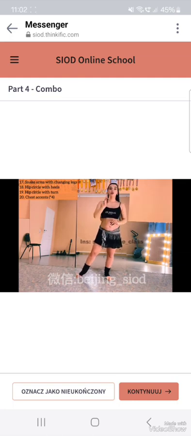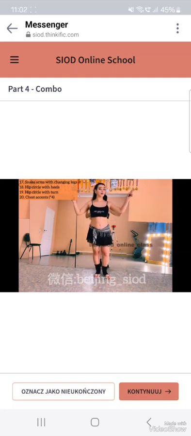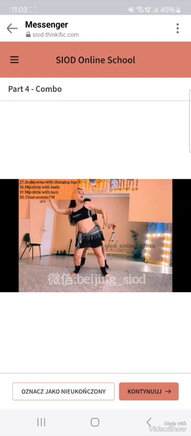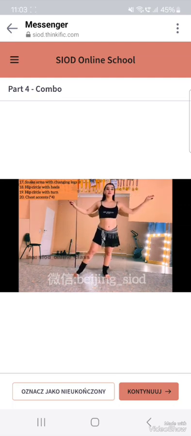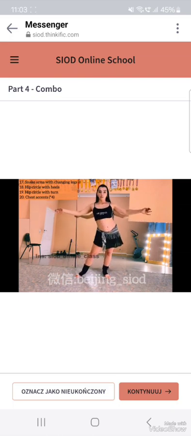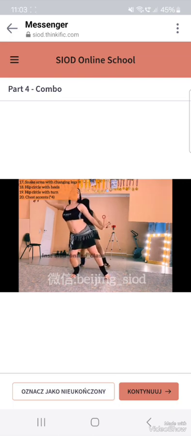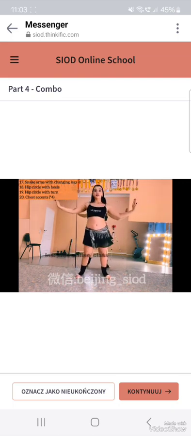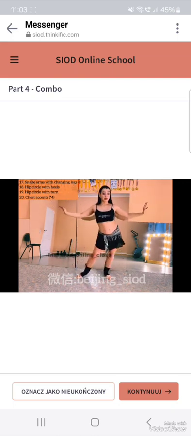Pull yourself. Here we make 2 times, to the right side and then to the left side. 1 and 2. After that we make the same hip circle with heels as we did before. One more time. 1 2 3 4 5 6 7 8.